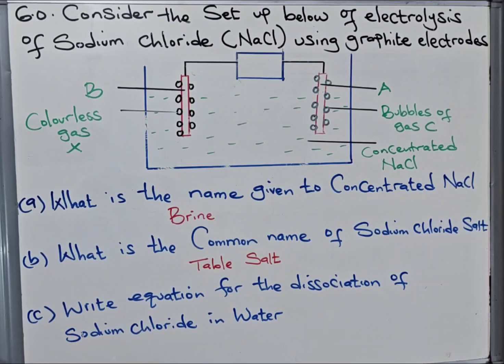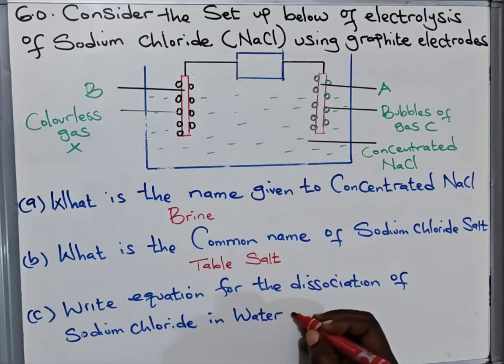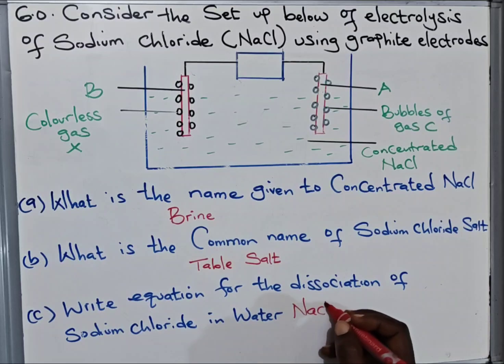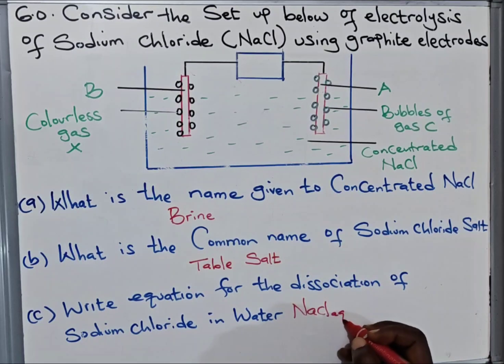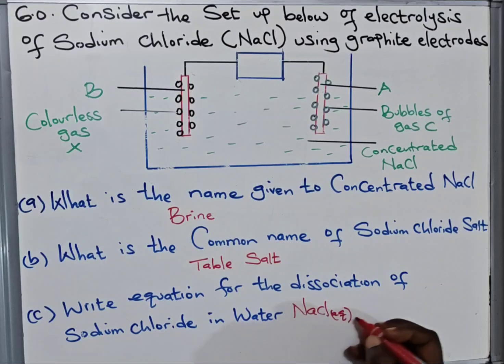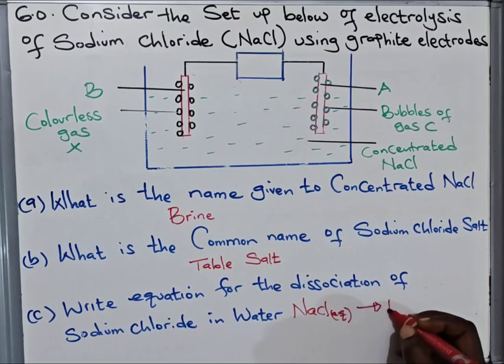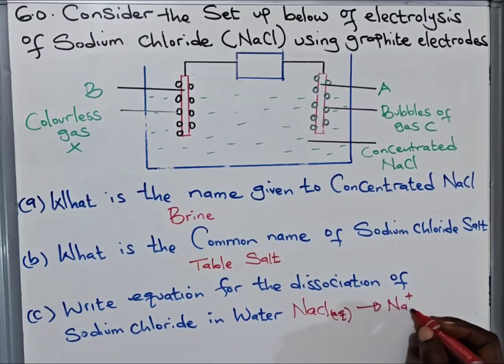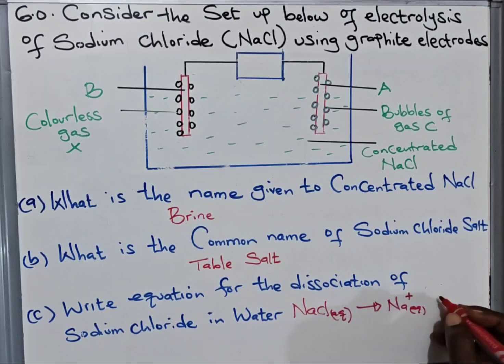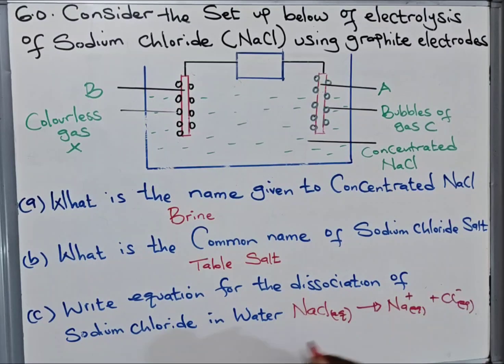Then this question comes. It says, write the equation for the dissociation of sodium chloride in water. This is what you have to know: if sodium chloride is in water, we have aqueous here. So on dissociation, what do we have? We have sodium ions, which are also aqueous, plus chloride ions, which are also aqueous. So that's the equation for dissociation of aqueous sodium chloride.